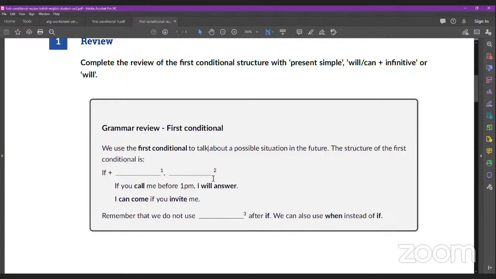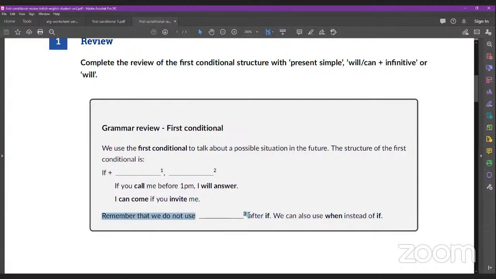There is another volunteer who can help me to complete number 1 and number 2. Okay, mister. Present simple. And the number 2? Will. Simple future, that's correct. So in this part, the number 1 is present simple and number 2 is simple future. If plus present simple, simple future. Okay, the last part, remember.